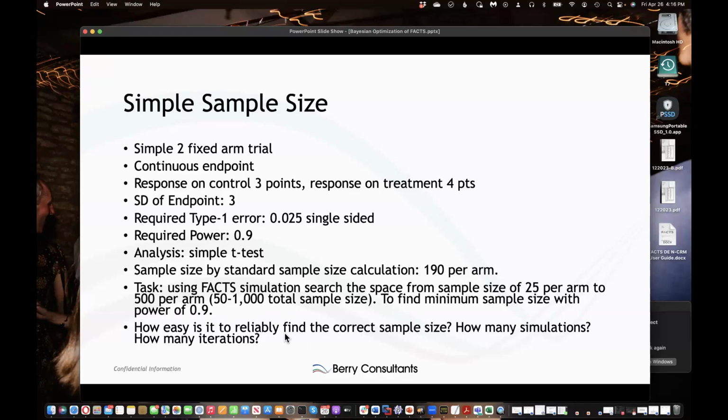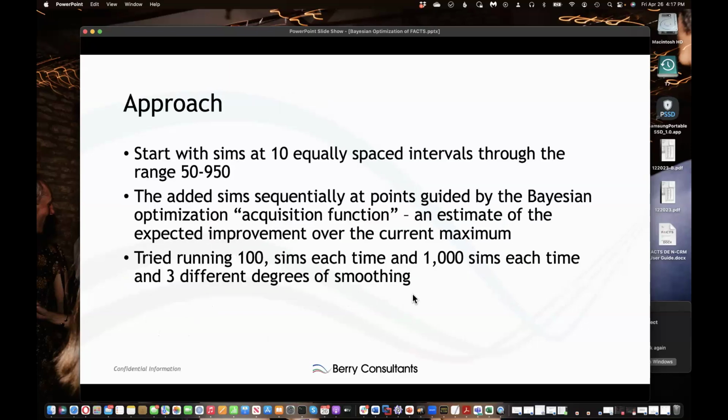And one of the questions we had in mind was, what did the optimization process look like? How reliably did it find the correct sample size? How many simulations did it require to run at every sample size it wanted to evaluate? So we have these 10 equally spaced intervals, which we simulate first, just running 100 simulations at each. And then we added simulations sequentially at points guided by the Bayesian optimization using this thing they call the acquisition function.